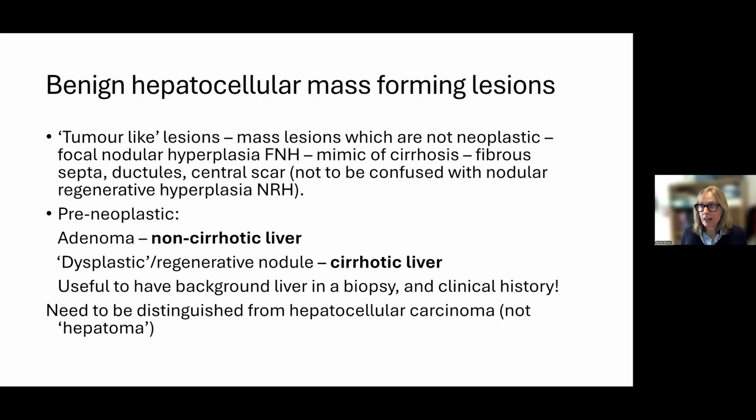Ideally, you're in a situation where you have sight of the background liver as well as the mass-forming lesion, but sometimes you might just have lesional tissue in your biopsy, and so you need some clinical history, of course, like always. But it's absolutely crucial to know what background your lesion is arising in. And of course, these lesions need to be distinguished from hepatocellular carcinoma, which is going to be dealt with in the next bite-sized session, but I'm just going to say a word or two about distinguishing benign from malignant lesions today, because any of you who've experienced it will know it's a day-to-day challenge in our diagnostic practice.